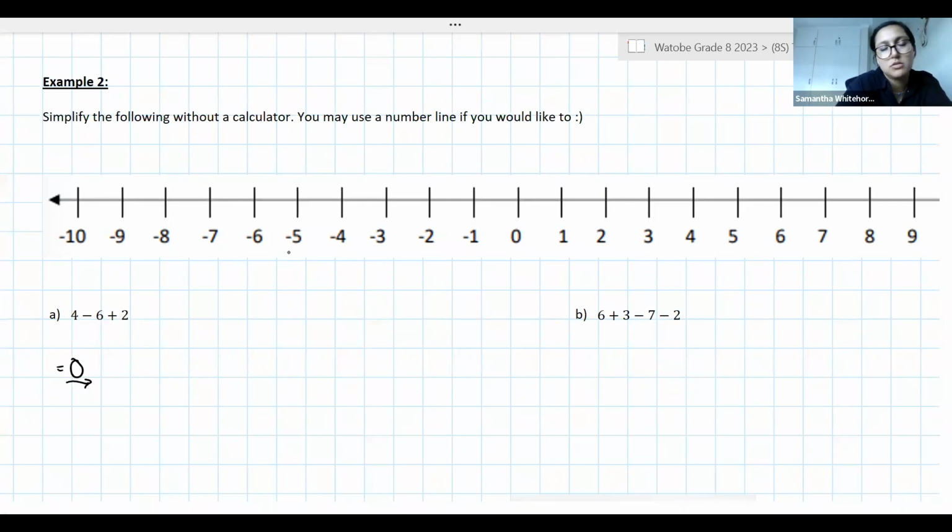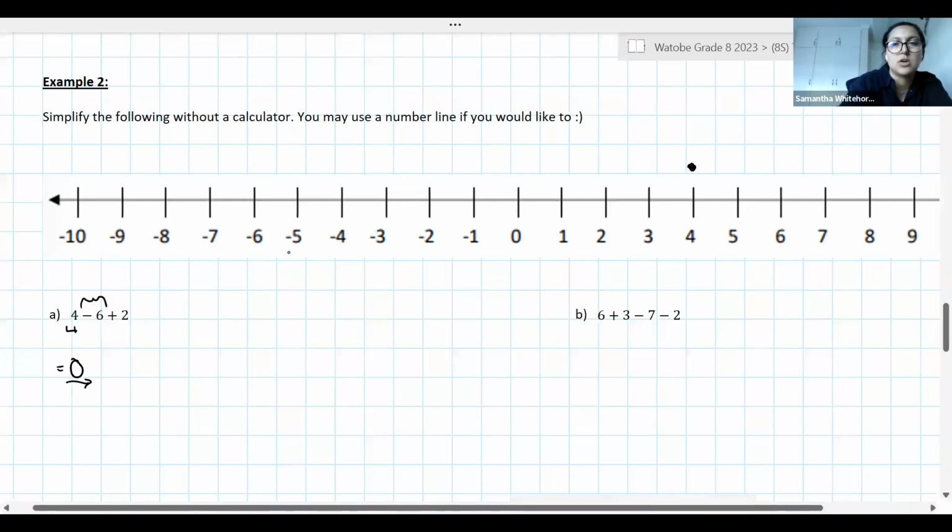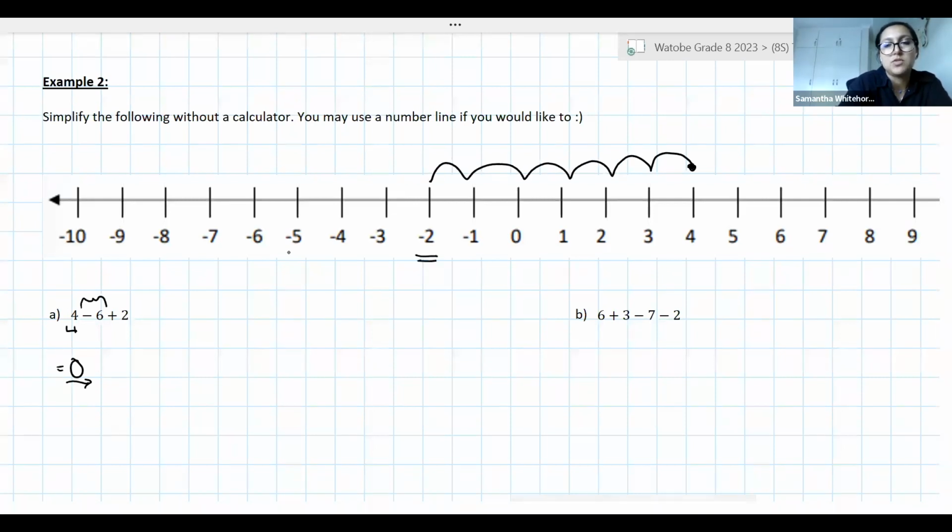There are many ways you can do this, but if we use the number line, we're starting at positive 4. So there's my positive 4, and I was told to subtract 6. So I'm moving to the left, 1, 2, 3, 4, 5, 6, and I stop at negative 2. But I'm not done. I still need to add 2. Because I'm adding, I'm going back up my number line to the right, and only now do I figure out what number I've stopped at, and that is 0.